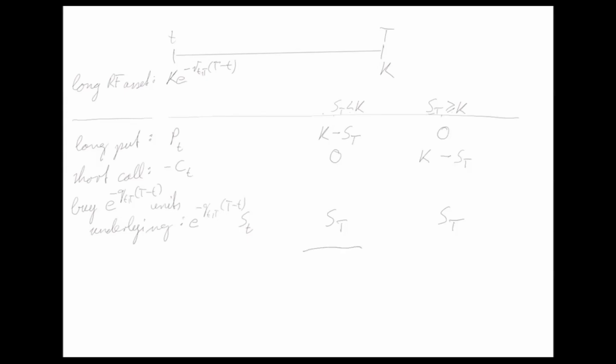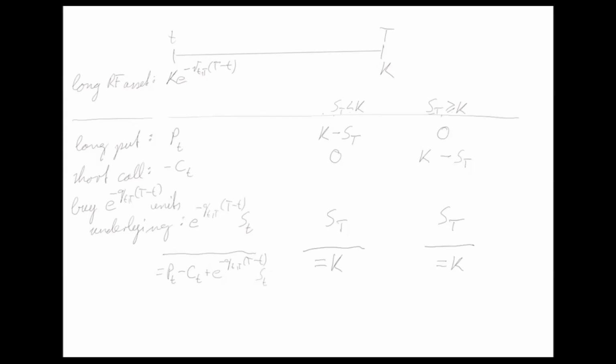So let's add up everything. So we have here K minus S_T plus S_T, so this is equal to K dollars. And if S_T is larger than K, we have K minus S_T plus S_T, again equal to K dollars. At time small t, adding up the costs which we have to pay, we get the put price which we have to pay, minus the value of the call which we receive from short selling, plus the amount of money which we have to pay to buy e to the power of minus q times (capital T minus small t) units of the underlying asset.